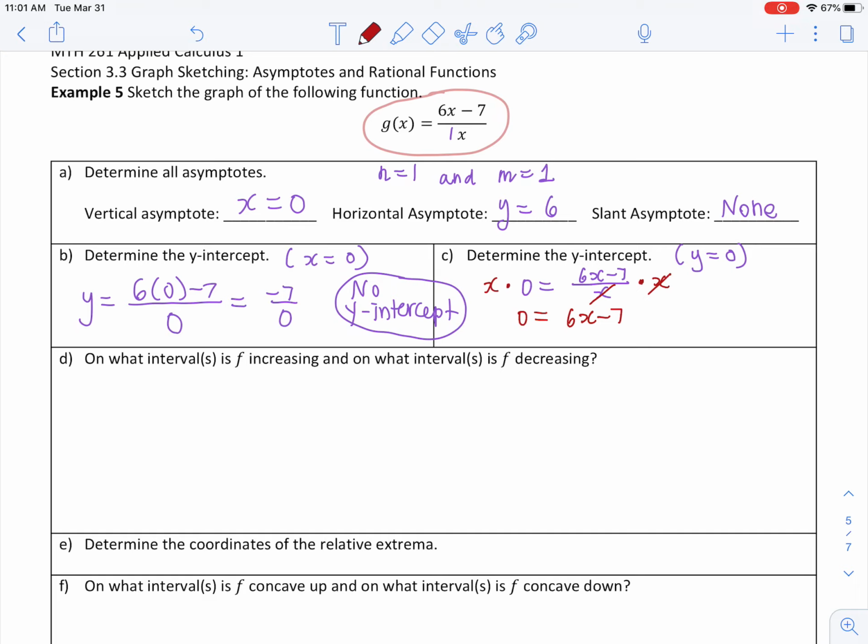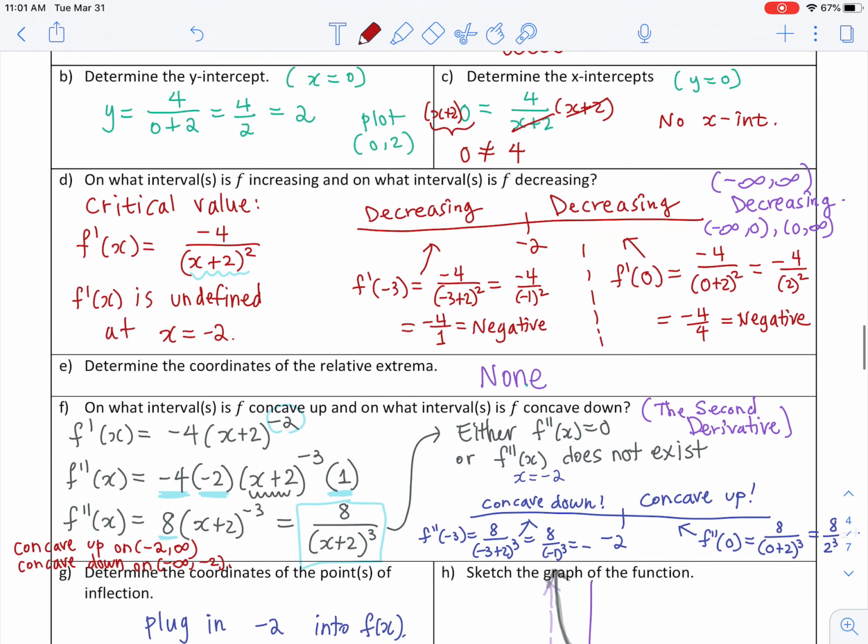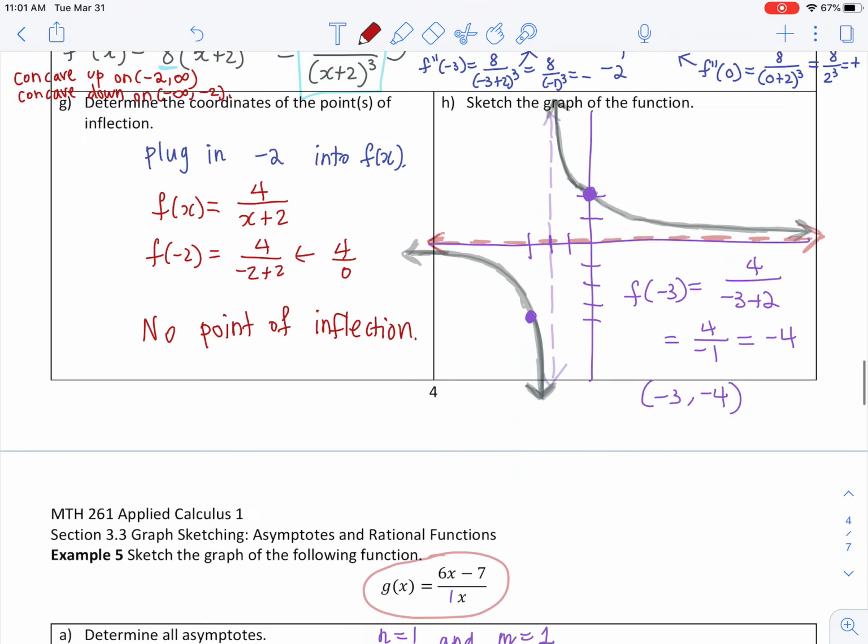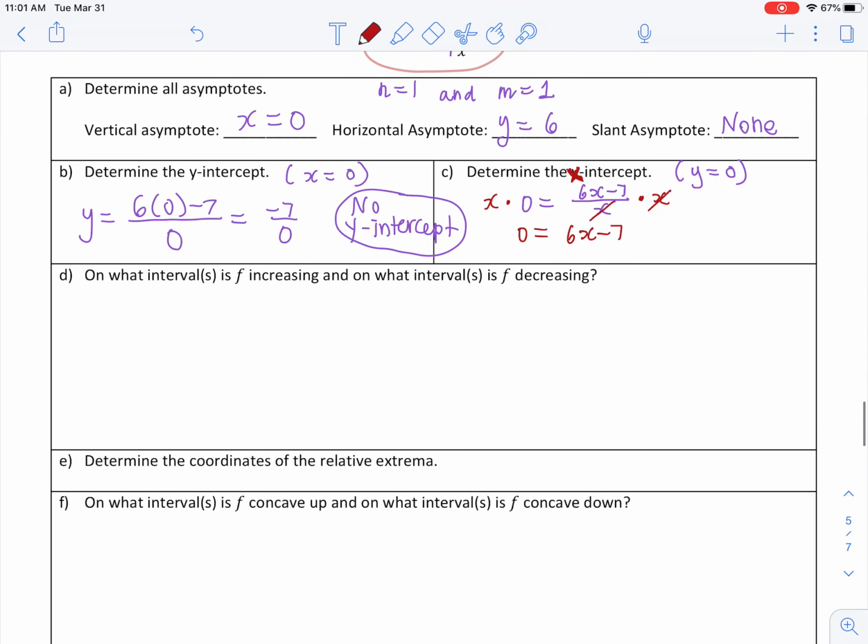I think I have a typo because B says determine the y-intercept and C says determine the y-intercept. Please do me a favor and change this to determine the x-intercept. Okay, whoopsies. Let me see if I had that issue up here. No, I didn't. That one was okay. So this one I just had to change.